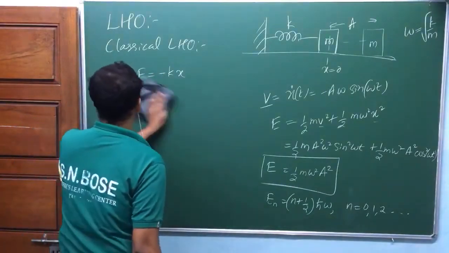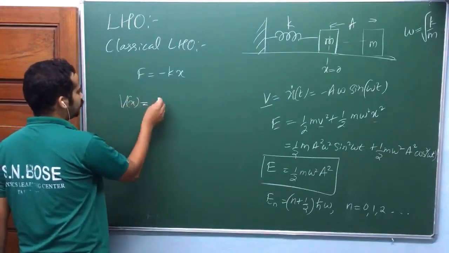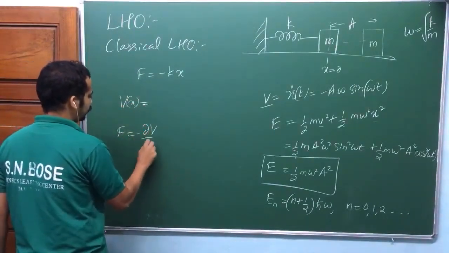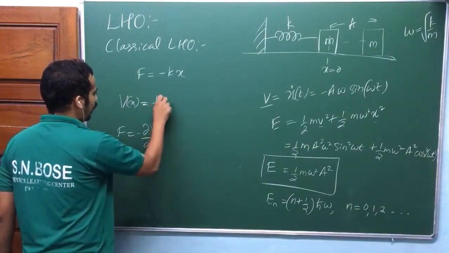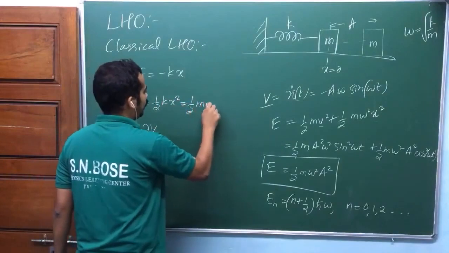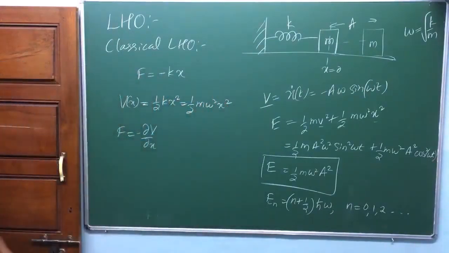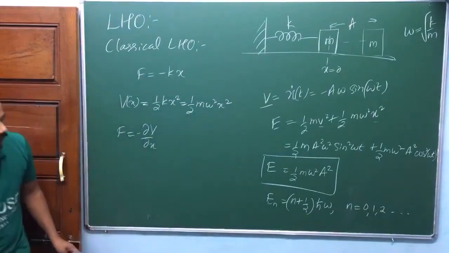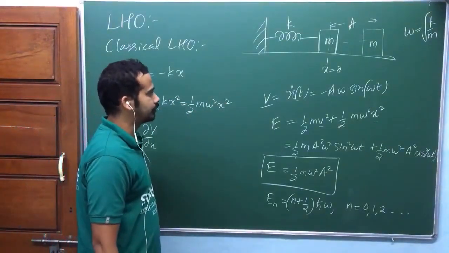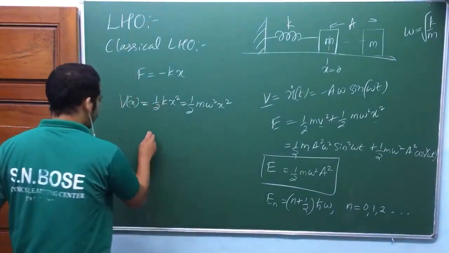Now, along with this one, just check this out. How do you write the potential for this? F is equal to minus dou V by dou x, isn't it? That's equal to half k x square or half m omega square x square, because we need the potential to find the Hamiltonian. Am I right? We need the Hamiltonian for a quantum system to solve the Schrodinger equation, isn't it? Now we shall see this potential curve here.